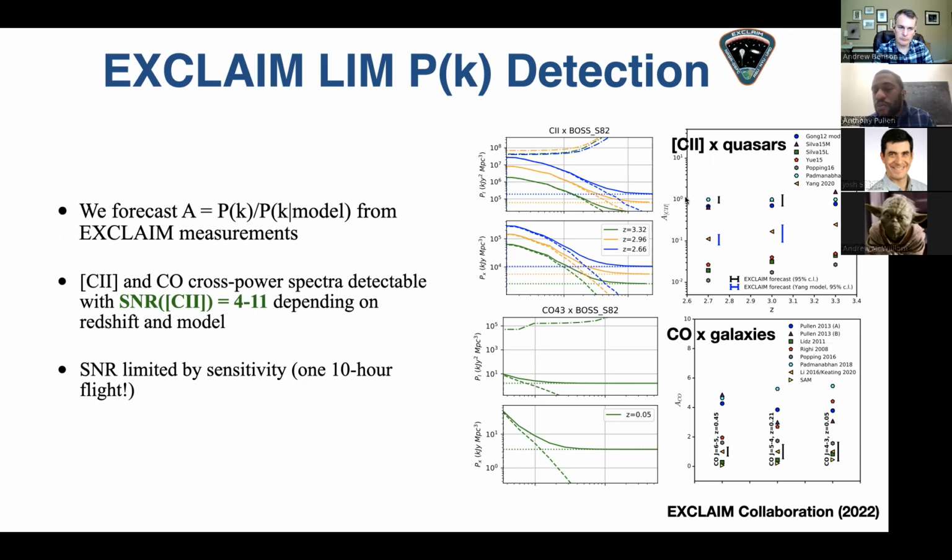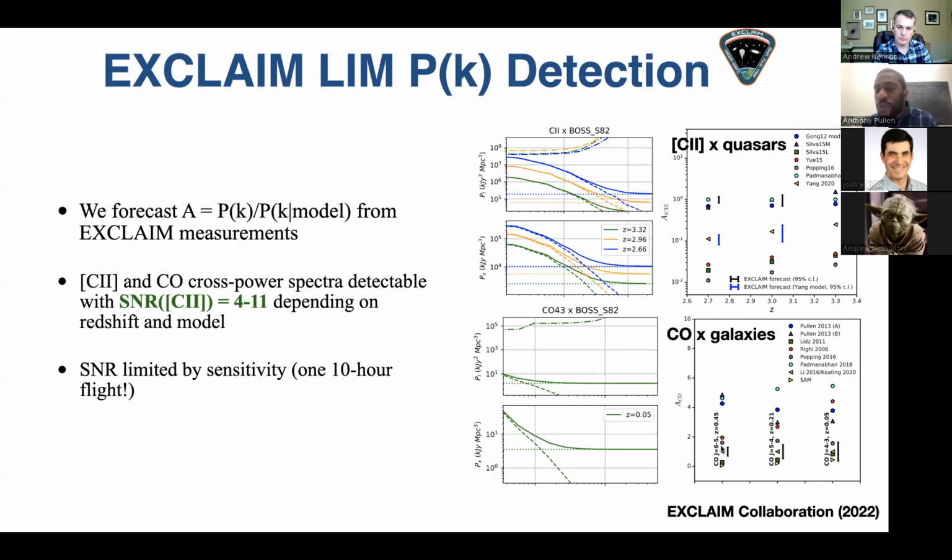One thing we do here is construct this parameter A, which is just an amplitude, in order to see how well we can detect the power spectrum when averaging over all scales. And one thing we find is that using this, we have a very high chance of being able to detect both C2 and CO emission from large scale structure using EXCLAIM. Specifically, we should have the sensitivity to discriminate between different models of CO and C2 emission.